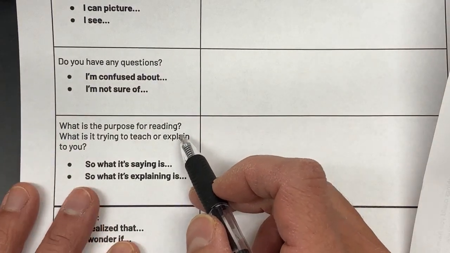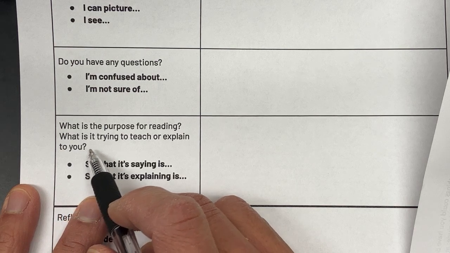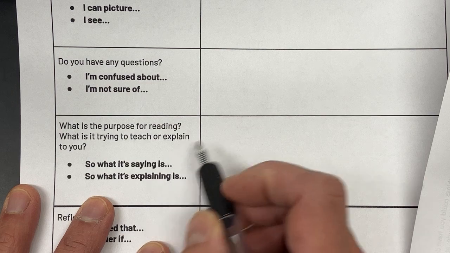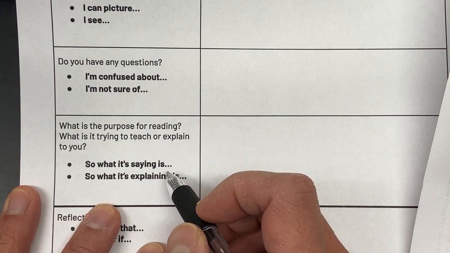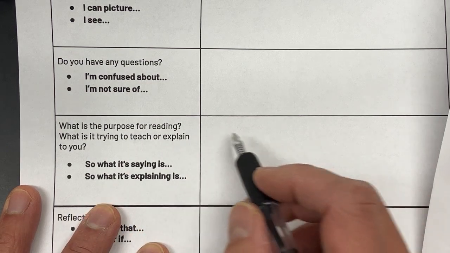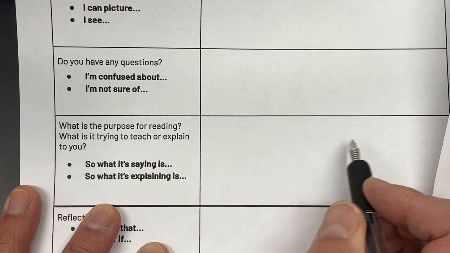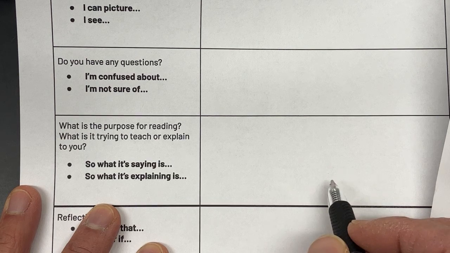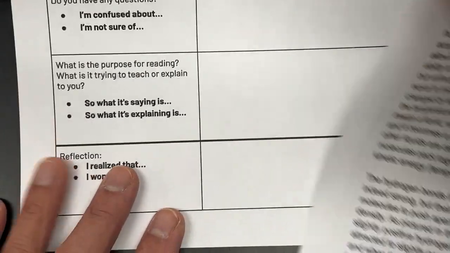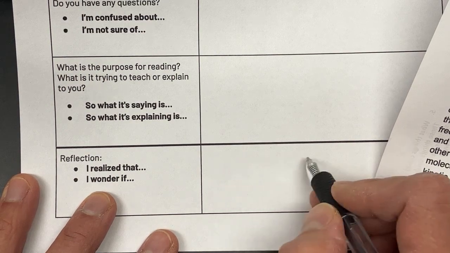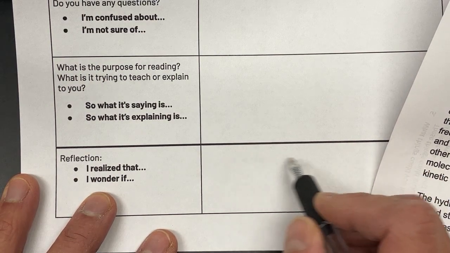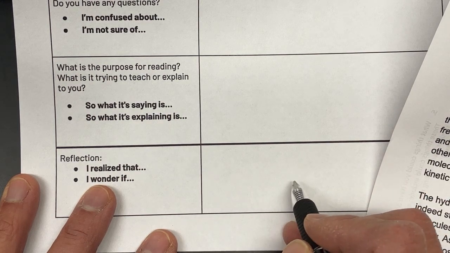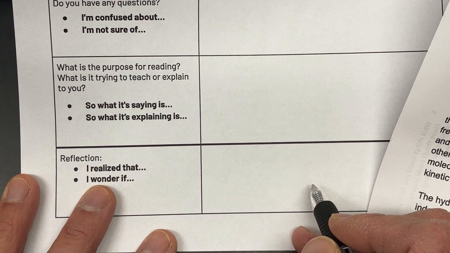What is the purpose for reading, and what is it trying to teach or explain to you? This is more of a summary type question at the end. When you're getting to the end of it, you can jot down, well, this is what I think it's saying, or what I think it's explaining is something like this. And then finally, after you're all done, some kind of reflection: I realize that this might be happening, or I wonder if something like this is going on.